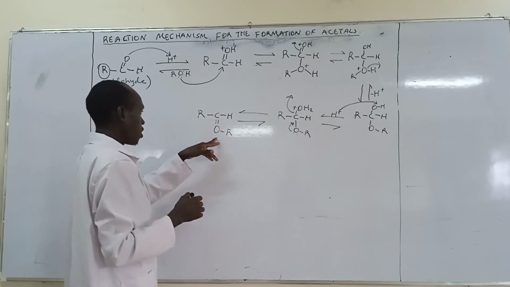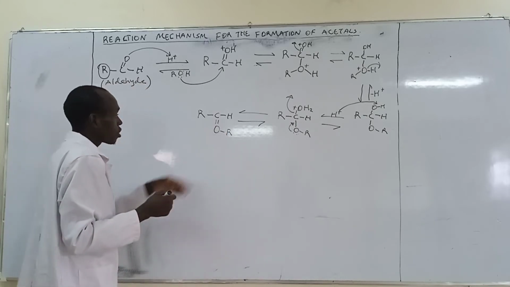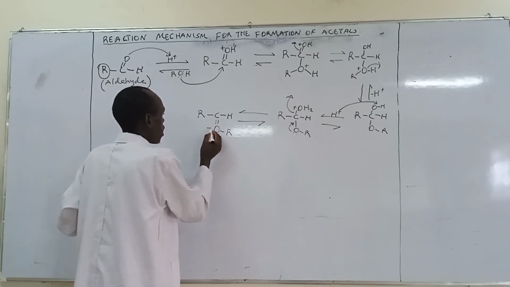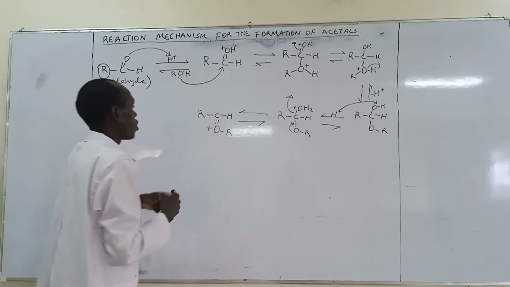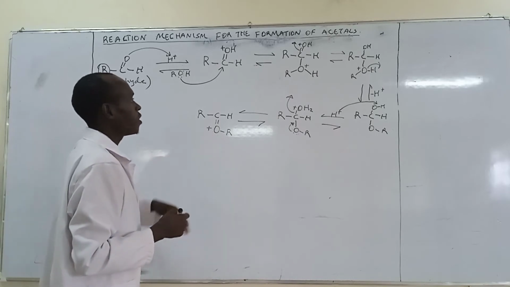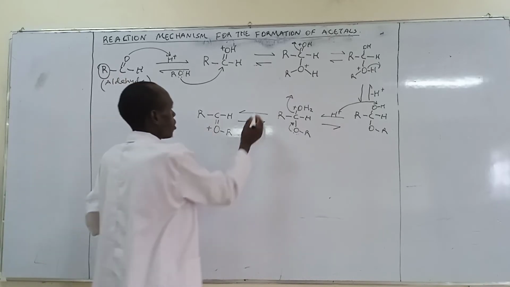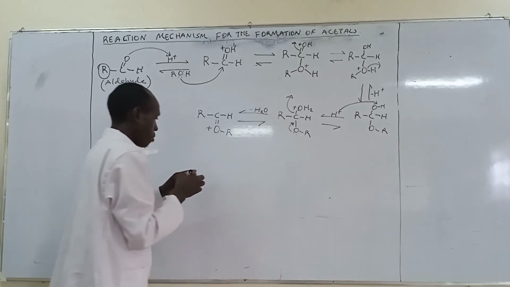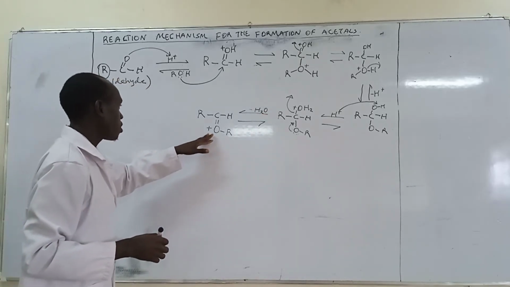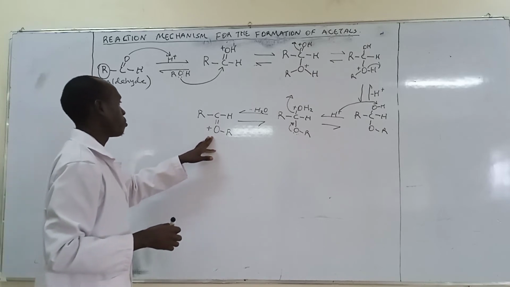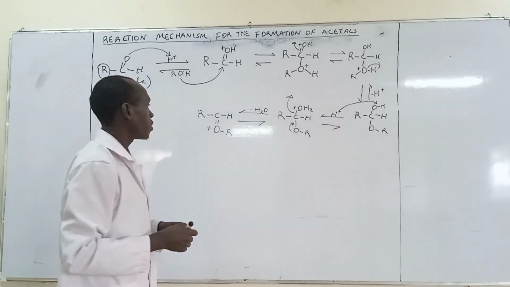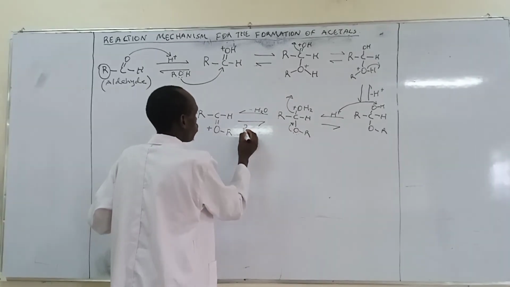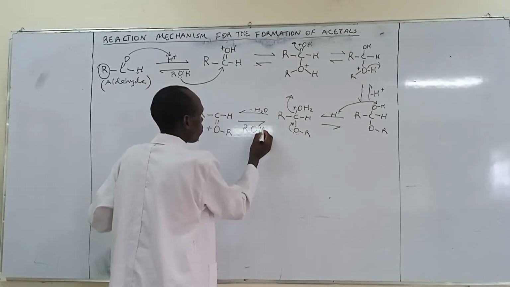Now after writing it like this, you realize that oxygen again has 3 bonds here, so it has a positive charge. So we need to remove this positive charge. Remember, here we were removing water. So this positive charge needs to be removed. And how are we going to remove it? So we are going to introduce another mole of alcohol, the second mole of alcohol.